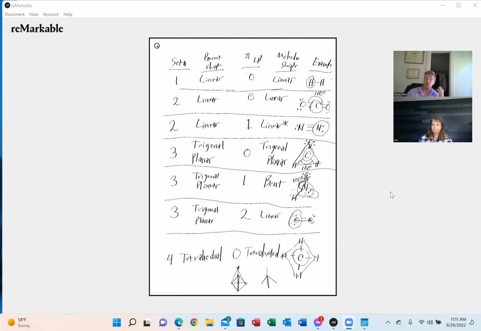But set number 2, this one. Set number 2 with 0 lone pairs is highly symmetrical. Okay. Not all of them. Set number 2 with 1 lone pair is not symmetrical because you only have the central element bonding in one direction.